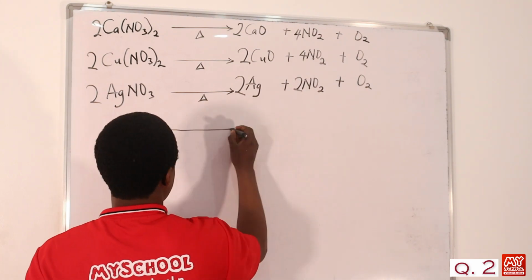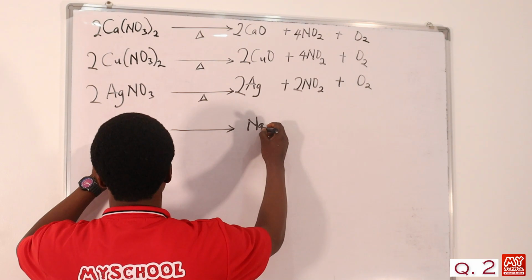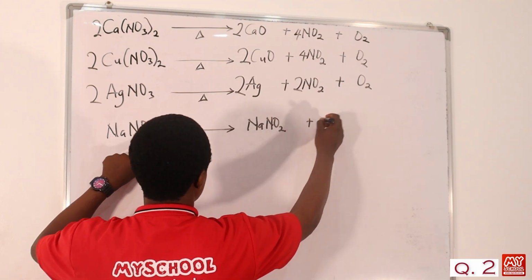So that's the equation. And then lastly, we have sodium nitrate. With sodium nitrate, we are going to have sodium nitrite, NaNO2, plus oxygen.